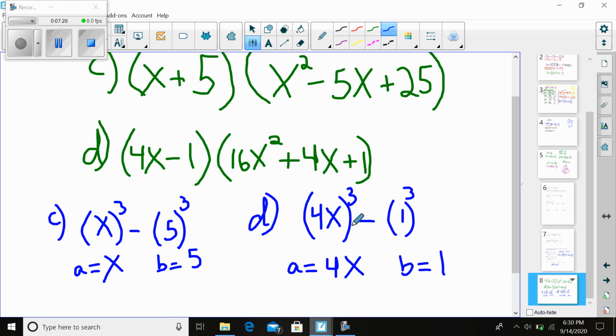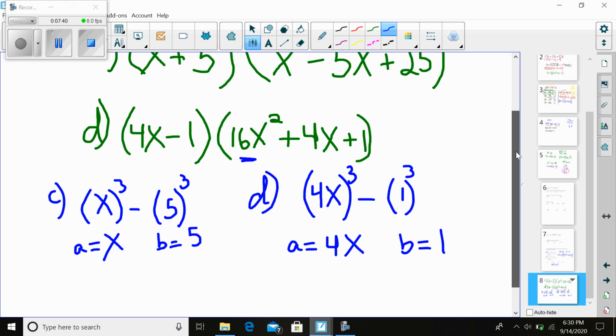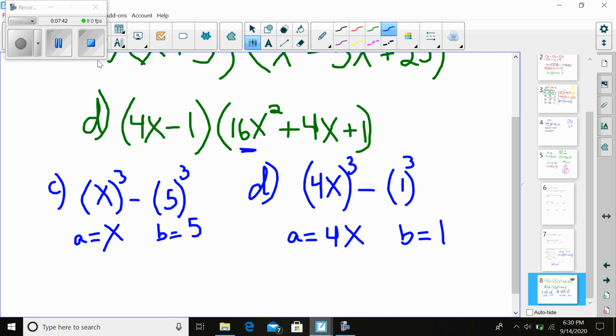Okay, so one warning, when you go to square A, you have to make sure you square both the 4 and the x. Okay, but otherwise we're just plopping them into that formula and following what the formula tells us to do.